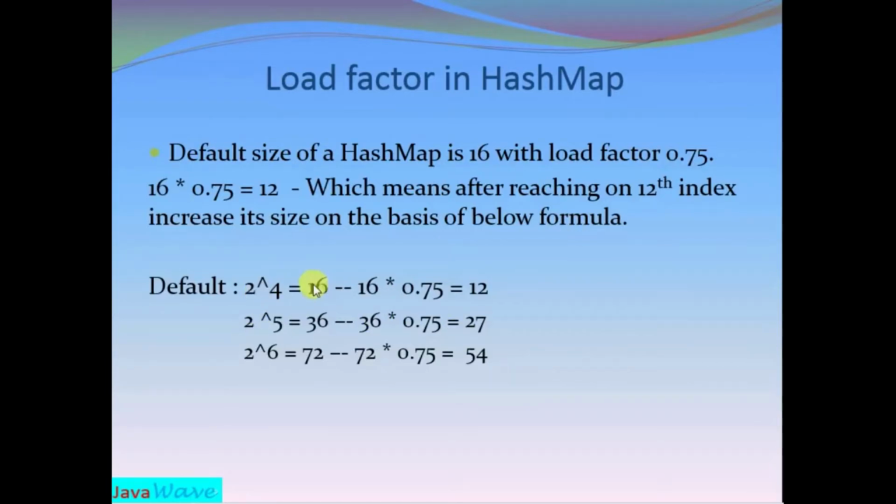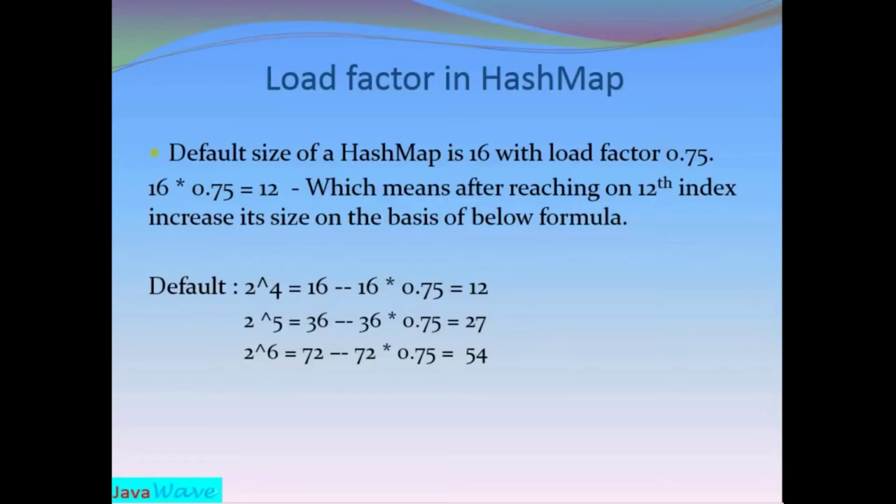So the formula is size will be 2 raised to 4, that is 16, which is the default size, and 16 into 0.75 is 12, and once it reaches the 12th position, it will again increase its size. It will be 2 raised to 5, which is 36. So the new hash map will be of size 36, and once it reaches the 27th index, it will again increase its size, which will be 2 raised to 6, and again the new hash map will be of size 72, and similarly this formula will be followed.